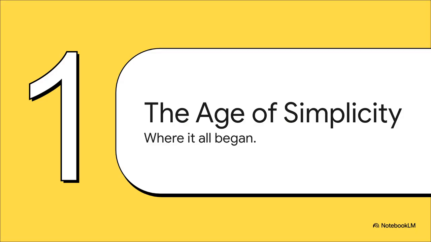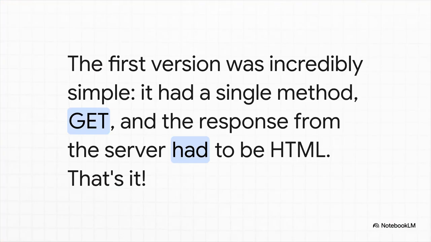All right, let's rewind. Way back. We're going to start at the very beginning, a time when the web looked nothing like it does today. It was, well, a whole lot simpler. And when I say simple, I mean incredibly simple. I'm not kidding. The very first version of HTTP was basically a one-trick pony. It had one job: use one command, GET, to grab one HTML file. That's it. We're talking no images, no fancy formatting, no status codes, just raw plain text. It was the absolute bare minimum to get a document from point A to point B.